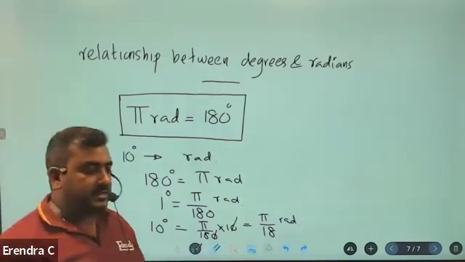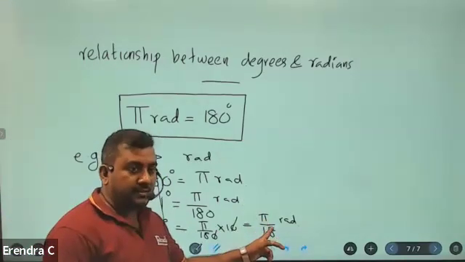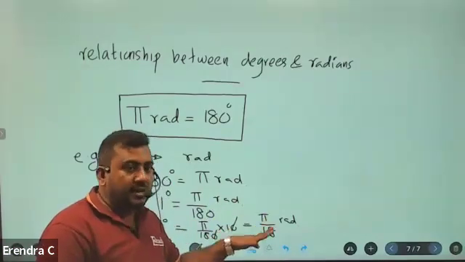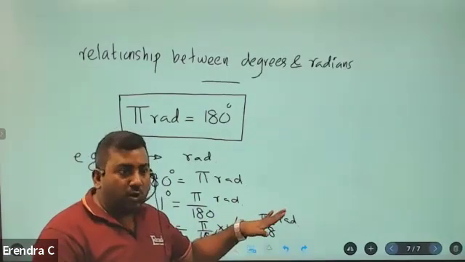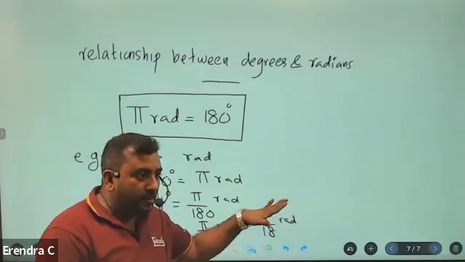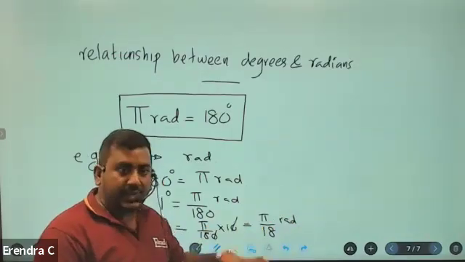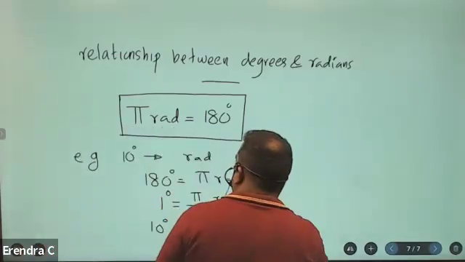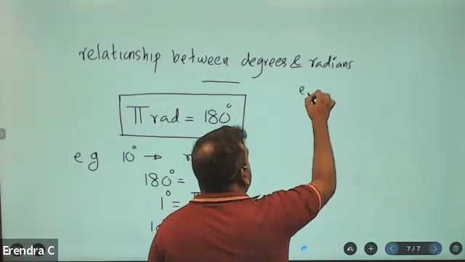I know some of you will say, sir, why can't we substitute 22 divided by 7? No. Normal standard notation is we keep in terms of pi. So all your radian answers keep in terms of pi. Pi over 18, pi over whatever. Is it? So here, one example I have done.